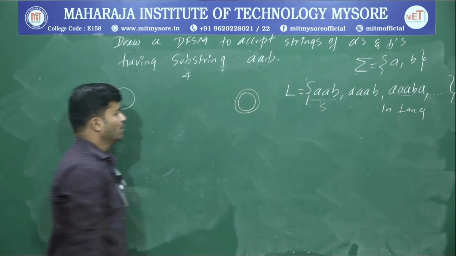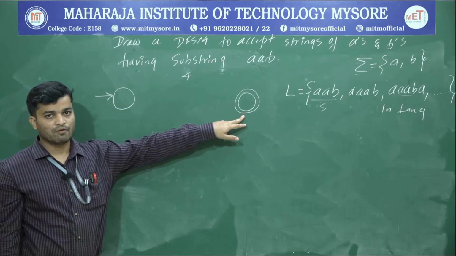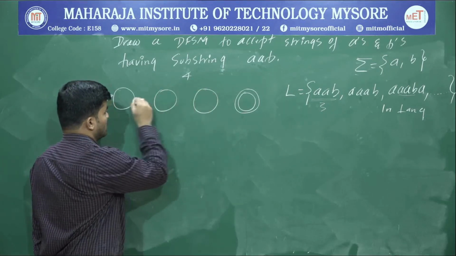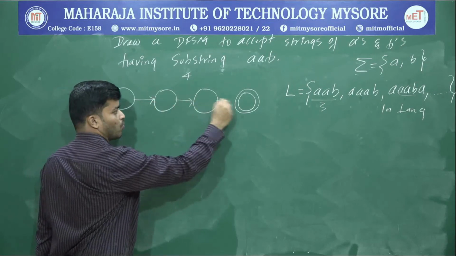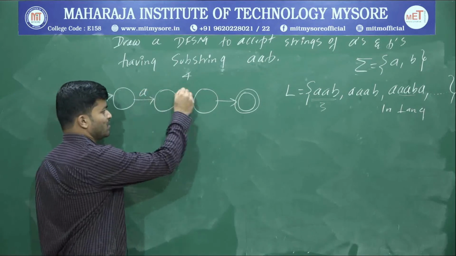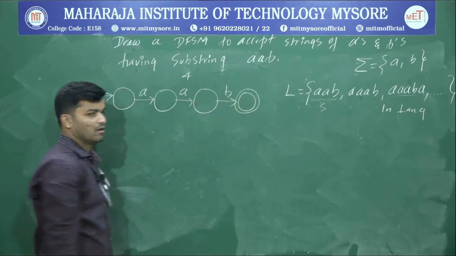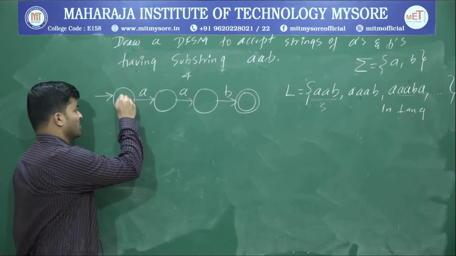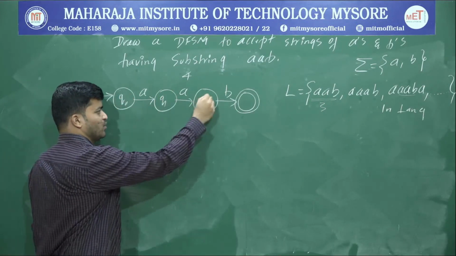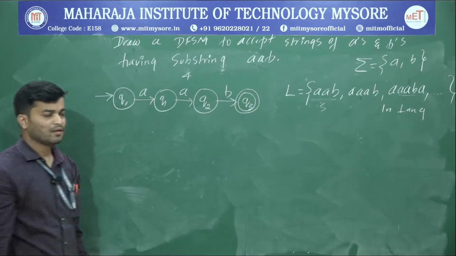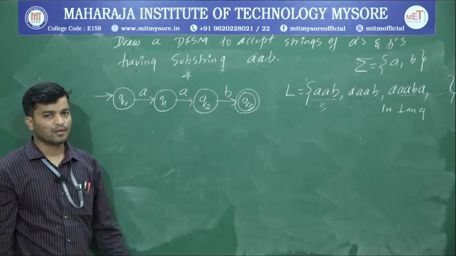Draw 4 circles. Out of 4, one should be the start state, one should be the accepting state, and 2 are intermediate states. Connect them using arrows, and whatever the minimum length string is, you write that one as it is: A, B. Next, name the states: Q0, Q1, Q2, Q3.